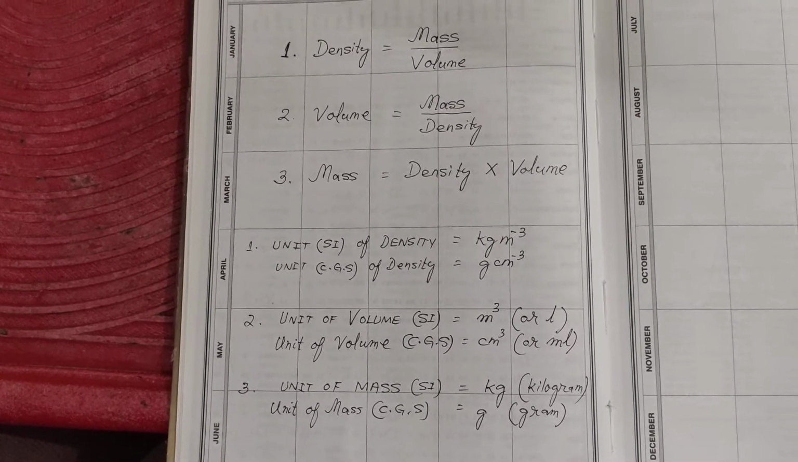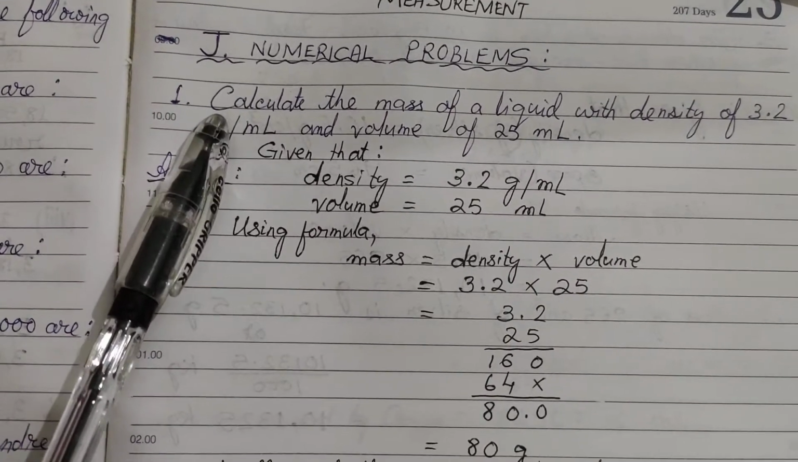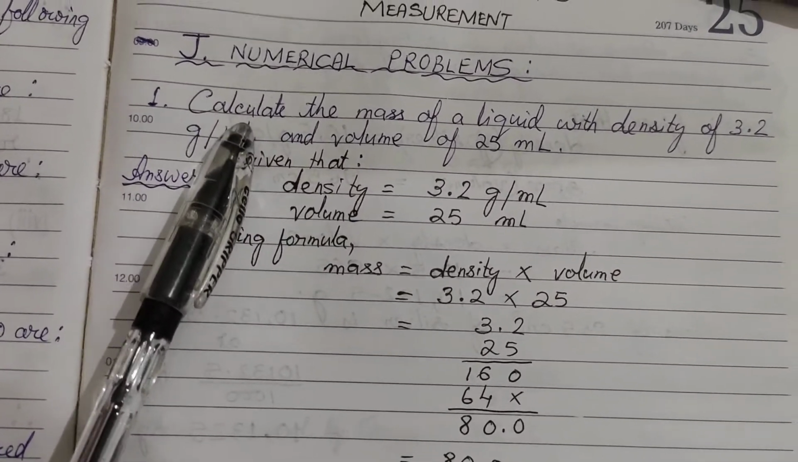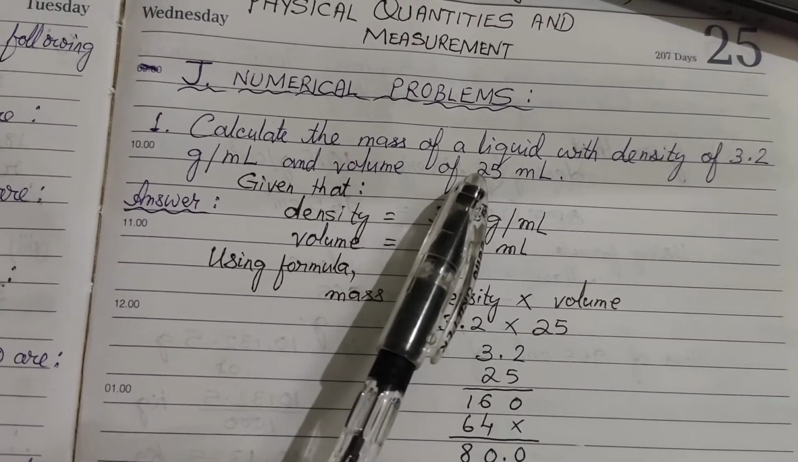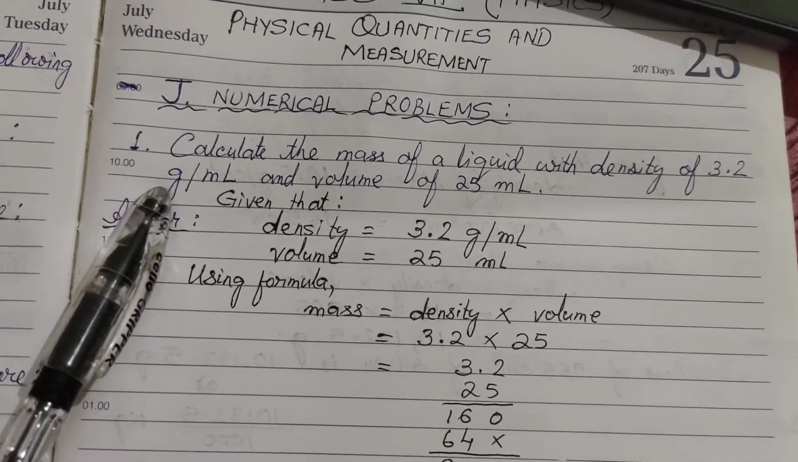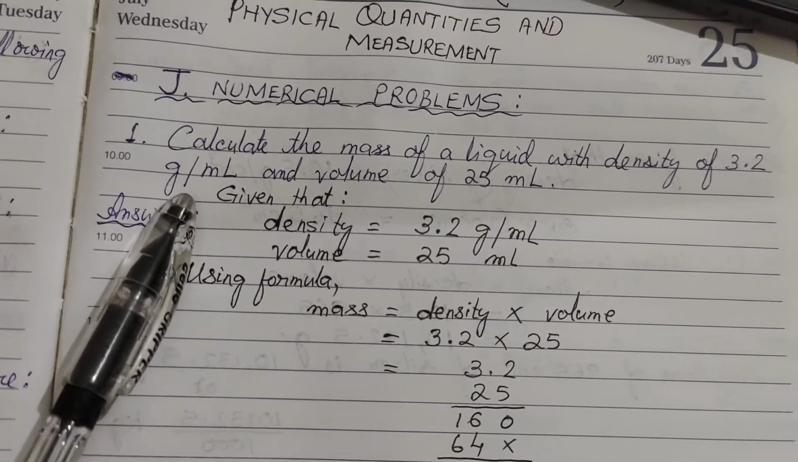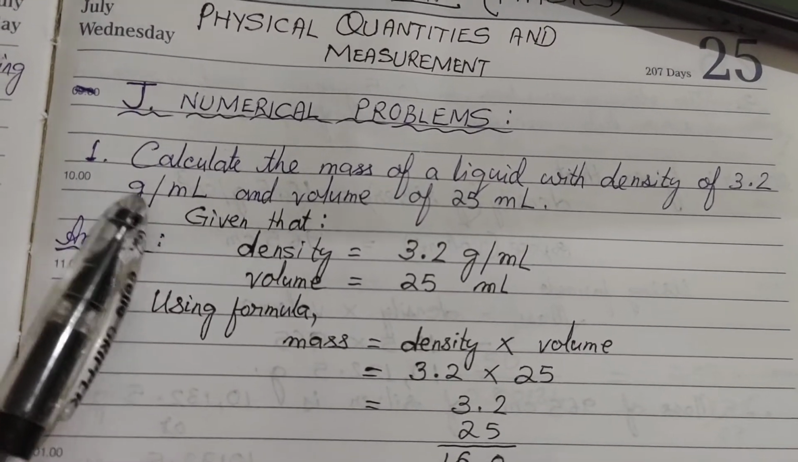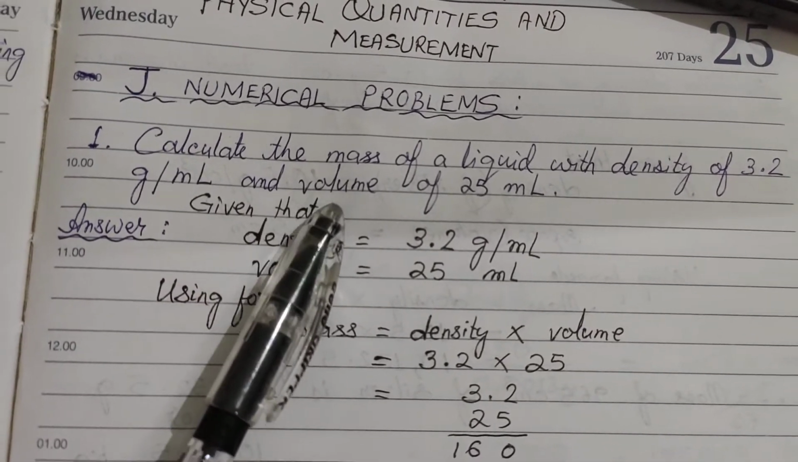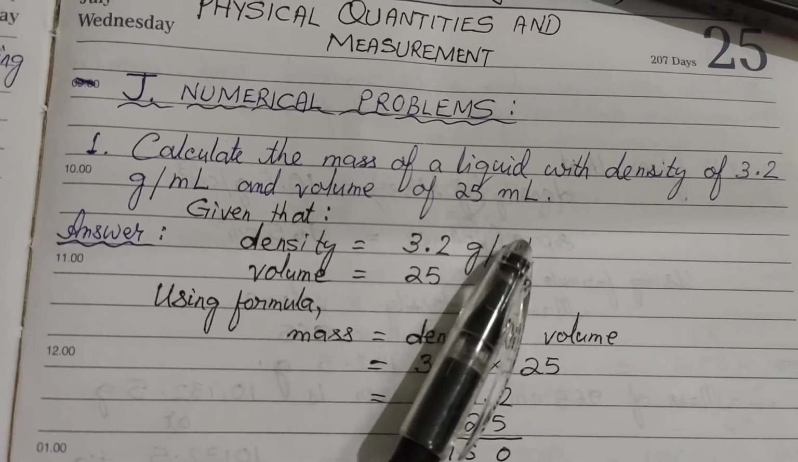So let us go ahead and do it now. Our first question, numerical problem number 1. Calculate the mass of a liquid with density 3.2 gram per milliliter. As you can see, it is given in CGS unit. Gram is CGS, milliliter also is CGS. And the volume is 25 milliliters.